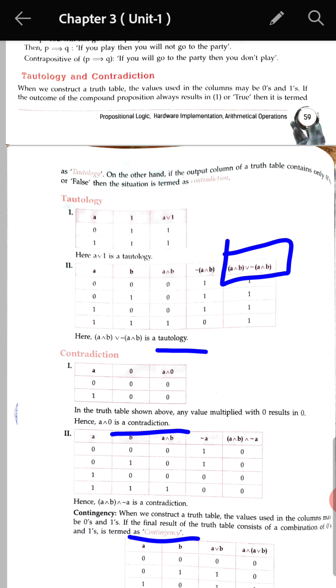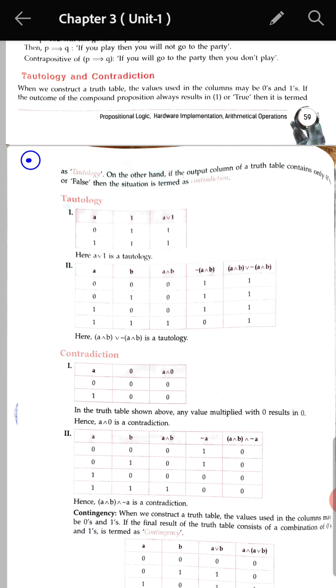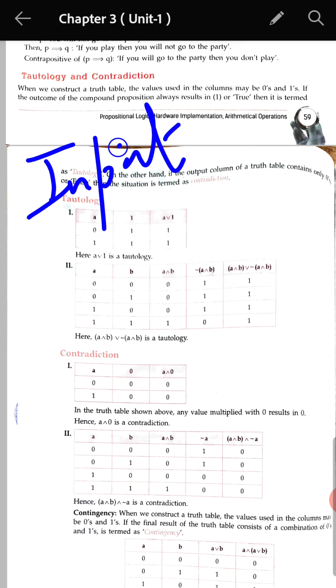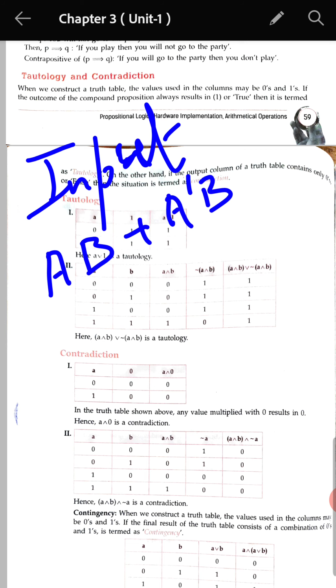But for creating a truth table, what you have to see? Inputs. Because input shows us which type of table we have to create. If I'm going to provide you input in the form of a and b, for example, I'm writing an equation ab plus a dash b. This equation contains only two variables, a and b.